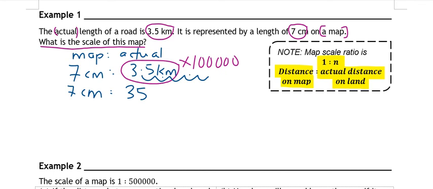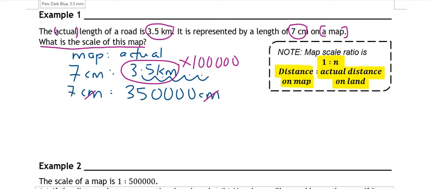1, 2, 3, 4. So you have this one. Okay. Now, since the units are the same, you can cancel the unit now. And you can see here that this is 7 is to 350,000, whereas you are not supposed to write 7 here, you have to write 1.